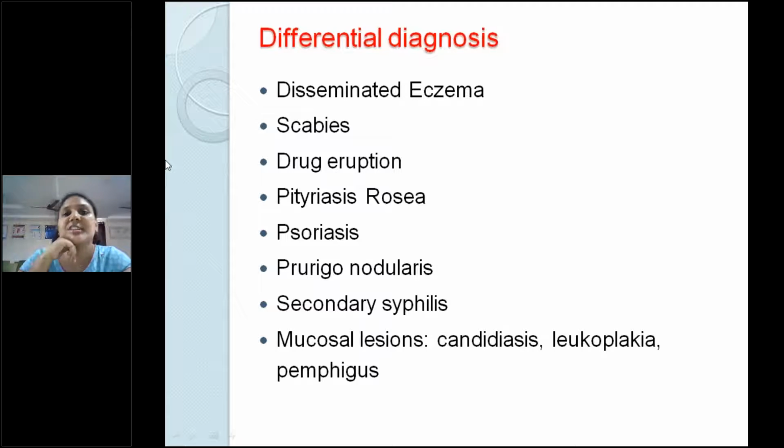And for mucosal lesions, the differential diagnosis is candidiasis. Candidiasis will have white plaque-like lesions, and if you take a little cotton gauze pad and rub, you can easily dislodge that plaque. So that is one test you can do to differentiate if you are confused. And next is leukoplakia, and the other is pemphigus.